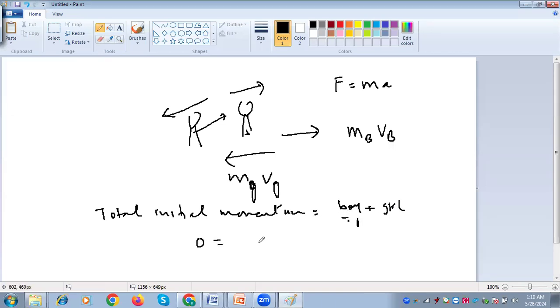So 0 is equal to mass of boy into velocity of boy plus mass of girl into velocity of girl. So we can get the velocity this way. We can take it to the other side: minus mg vg is equal to mb vb. So that was a little elaboration of the example which I just discussed with you.